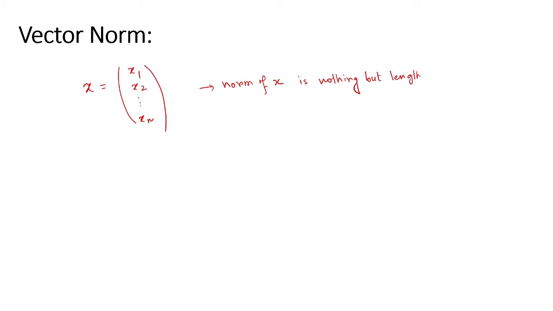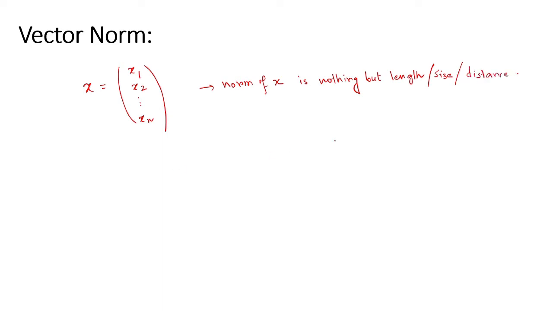So what are vector norms? Norms are basically scalars that are used to measure length, size, distance or so, depending on the context. First of all, if we have a vector x, a column vector x1, x2 up to xn, what is the norm? The norm of this vector x is nothing but length, size or distance.